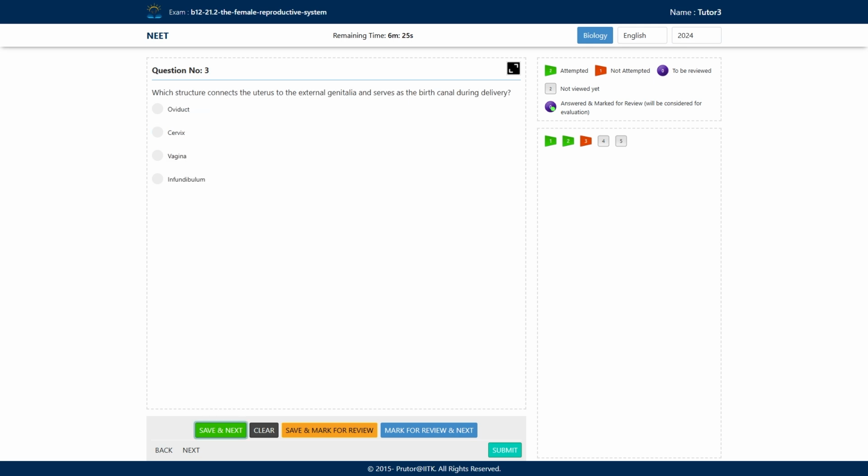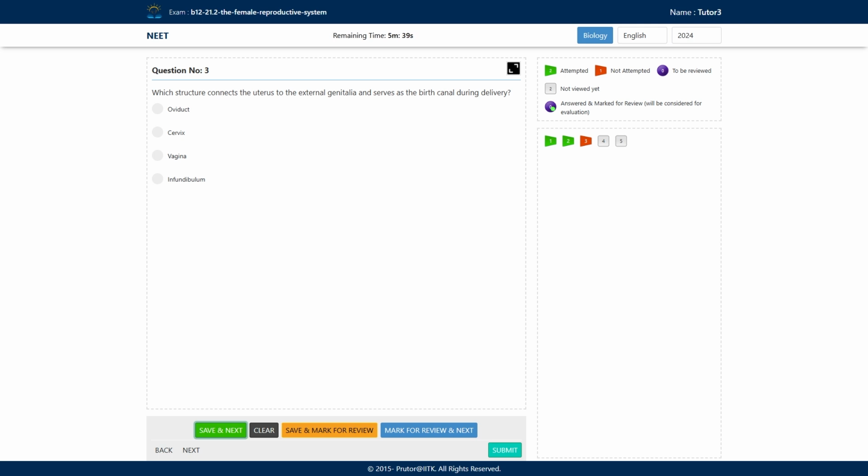Now, which structure connects the uterus to the external genitalia and serves as the birth canal during the delivery? What will be the correct answer here? So they are asking about a structure which is connecting the uterus to the external genitalia. The common term given to external genitalia is vulva. This vulva includes mons pubis, labia majora, minora, hymen, and clitoris. So which structure connects the uterus to the external genitalia, and is a part of the birth canal during the delivery? The birth canal consists of the vagina as well as the cervical canal.